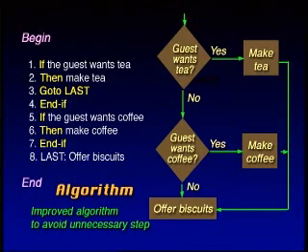Therefore, as you will notice, you are asking a guest whether the guest wants tea or not. If the guest wants tea, then you are making tea for that guest and then going to last and then offering biscuits and then coming out of the algorithm, which means the guest will get tea and biscuits and come out of the algorithm. Let's now see if the guest wants coffee.